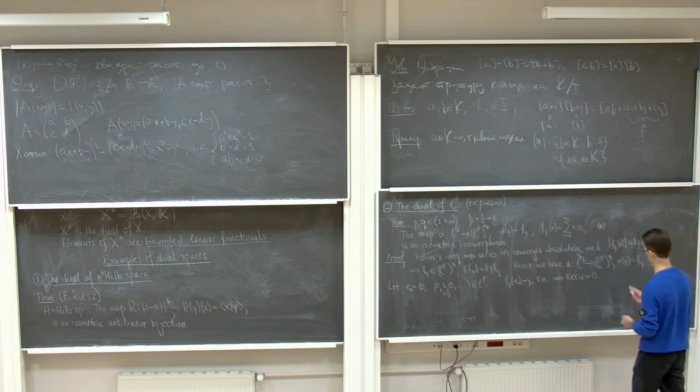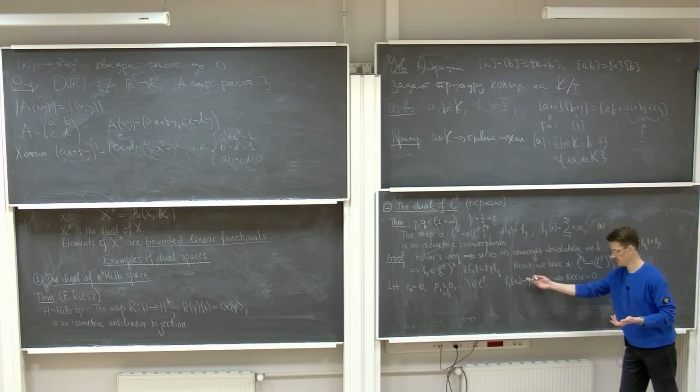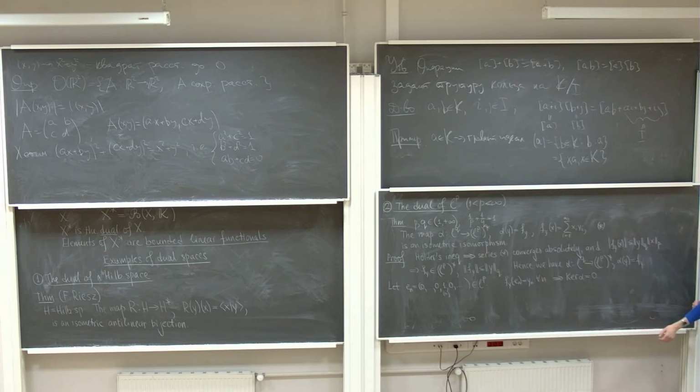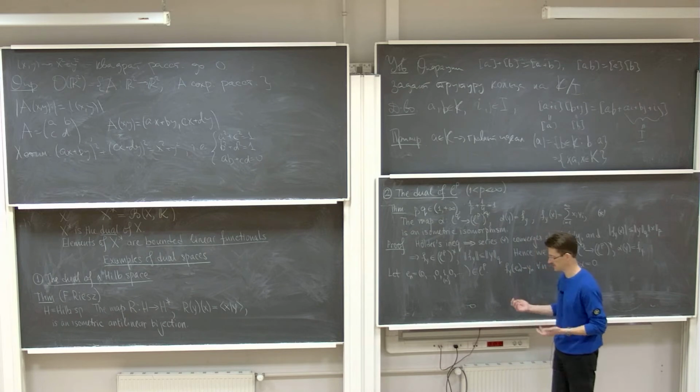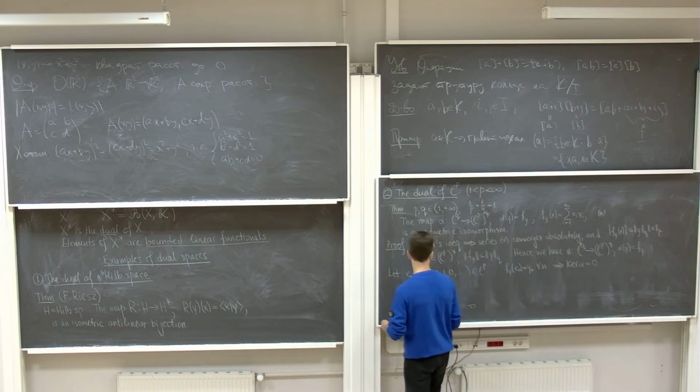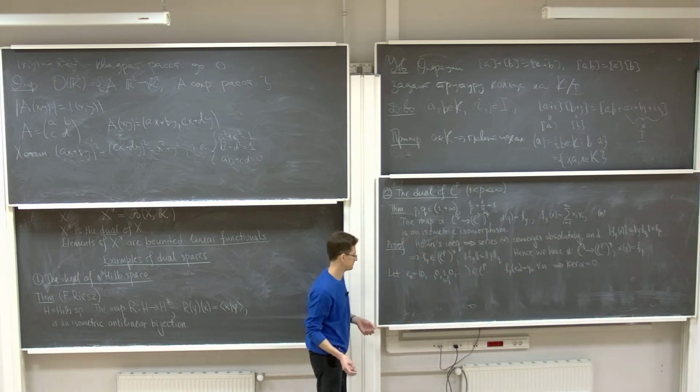Because if Fy is 0, then all the coordinates of y are 0. And so the kernel is trivial, so alpha is injective. And now we have to show that alpha is surjective and isometric. And we will prove these two statements simultaneously. So let's prove the surjectivity.